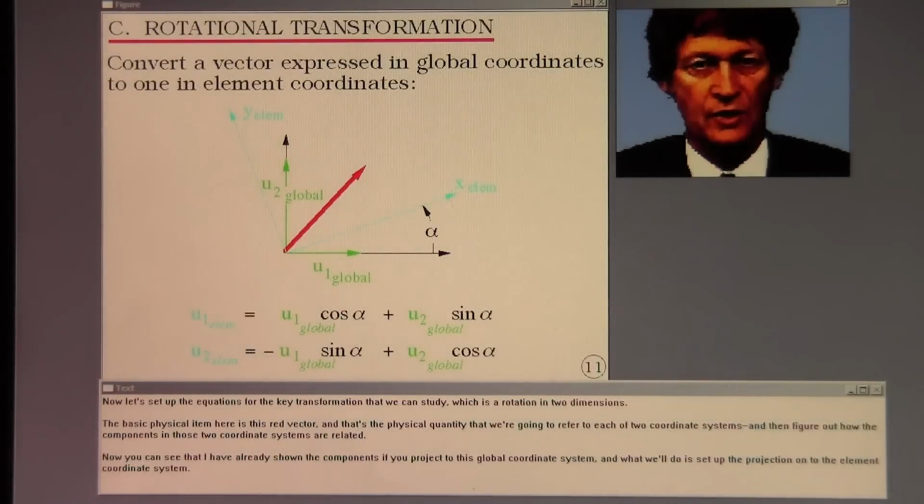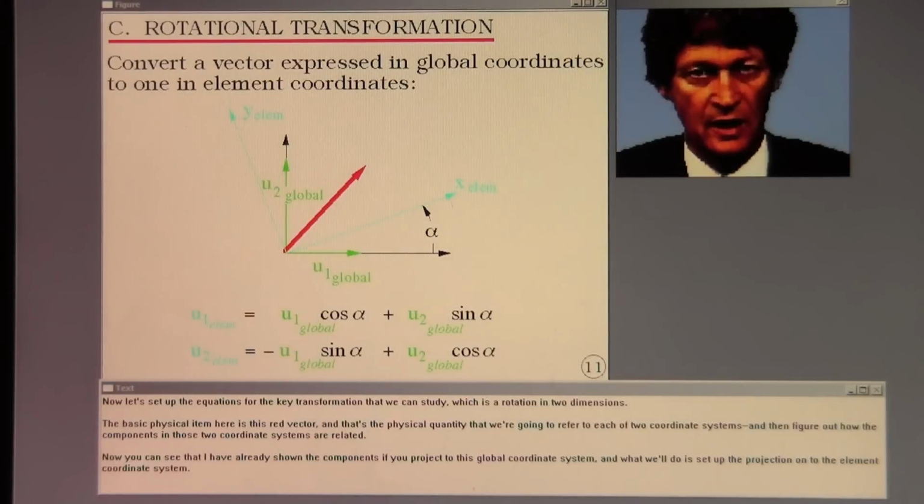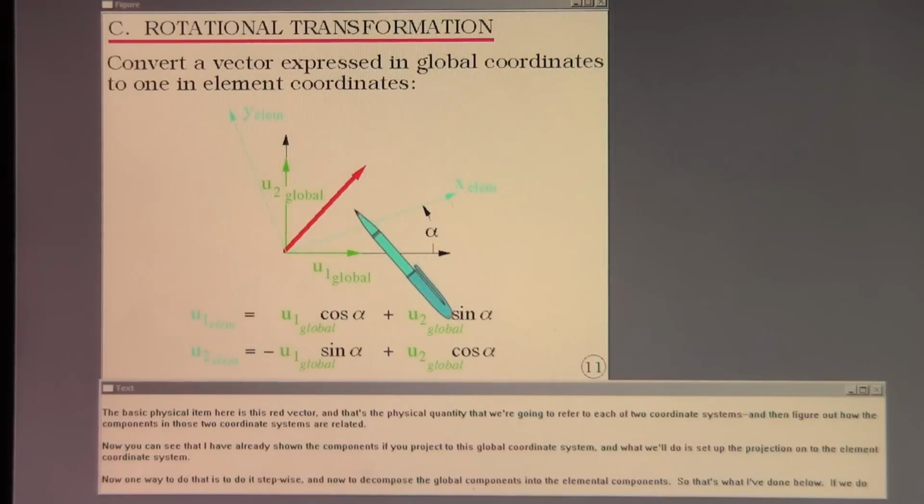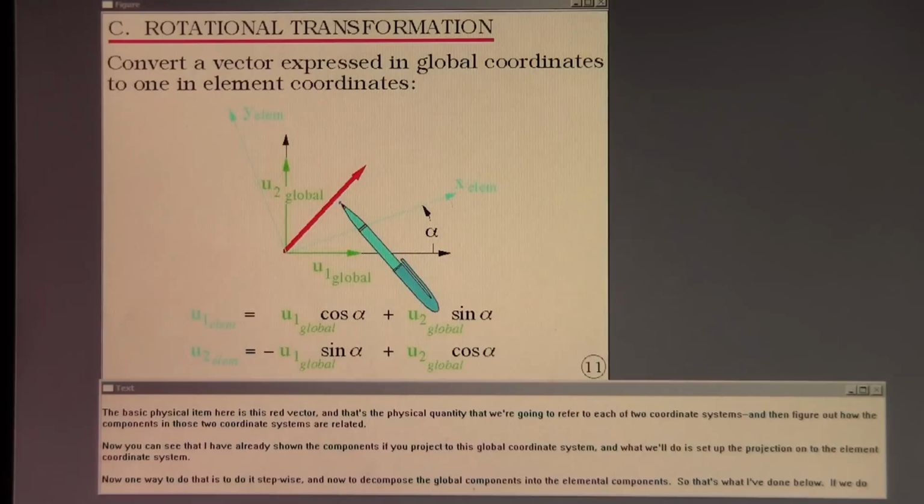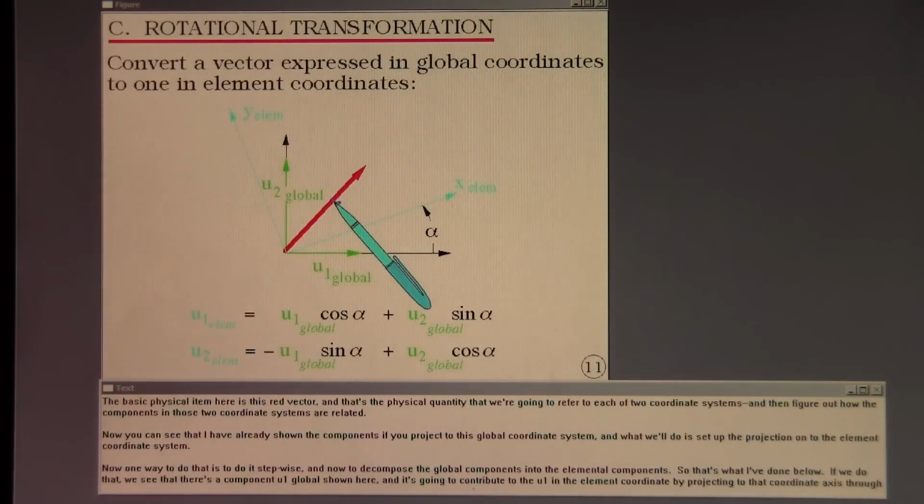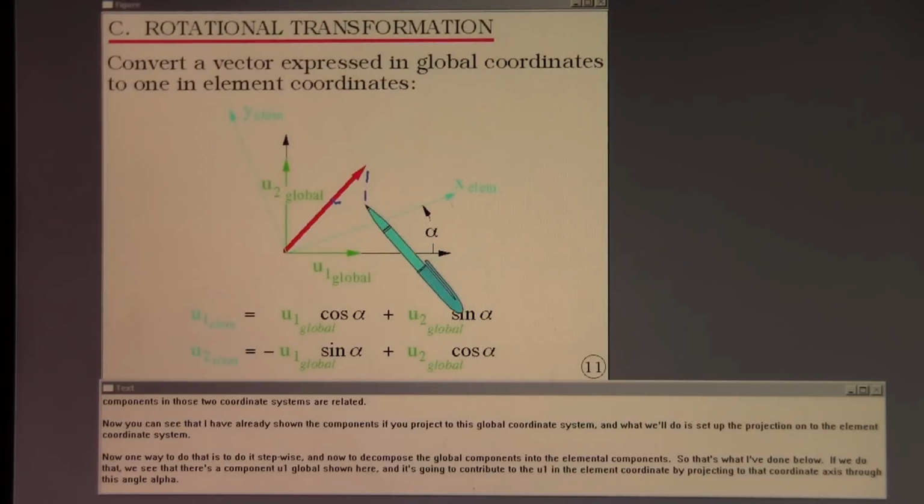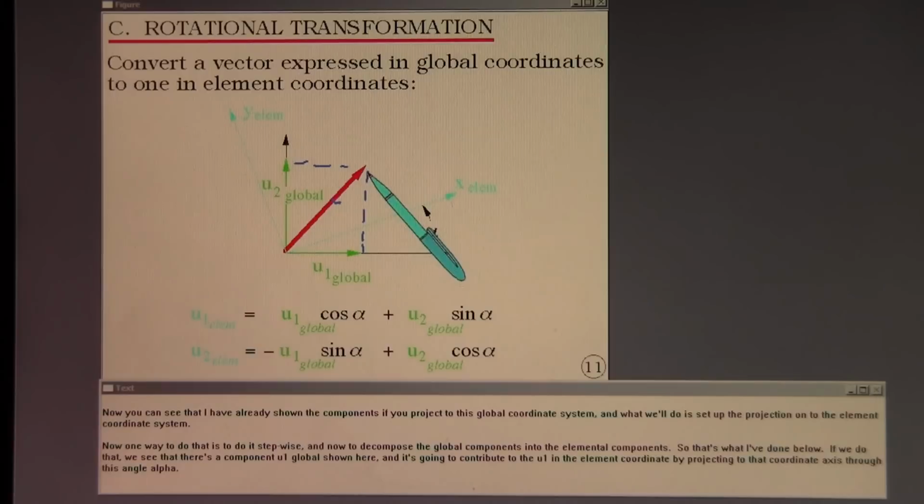Now let's set up the equations for the key transformation that we can study, which is a rotation in 2 dimensions. The basic physical item here is this red vector, and that's a physical quantity that we're going to refer to each of 2 coordinate systems, and then figure out how the components in those 2 coordinate systems are related. Now you can see that I have already shown the components, if you project to this global coordinate system.